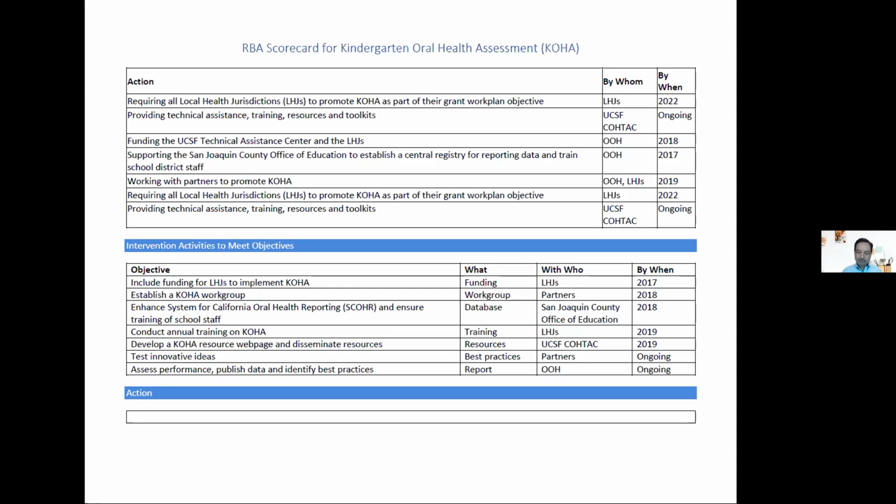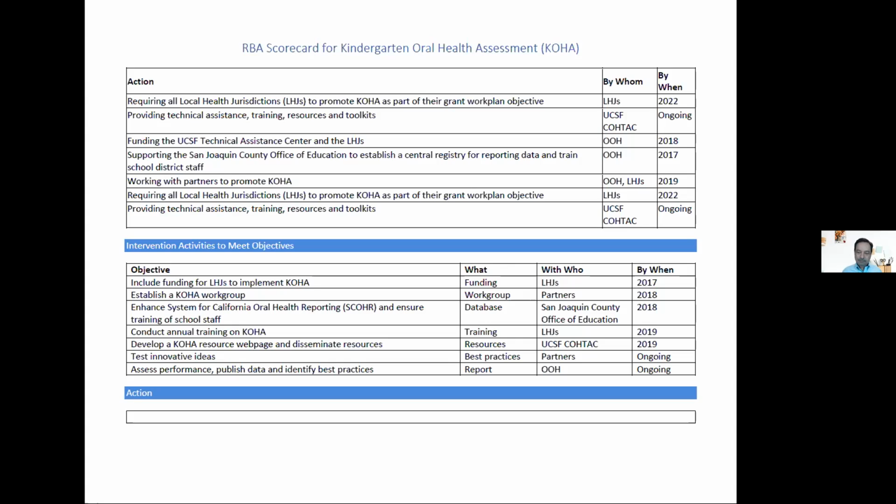So here are the intervention activities to meet the objectives we listed. So we can add all those things here. We can add more activities here. So we established, we included, this is an objective in our LHA grants. We made, we have a work group. We contracted with San Joaquin, and we enhanced that system. So those are all done. Training, UCSF. So all these things have been done.